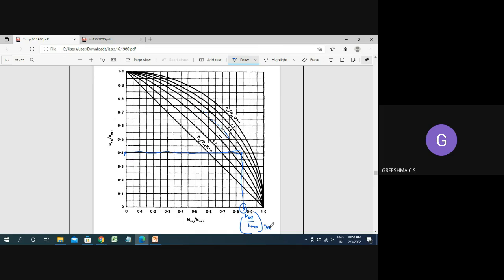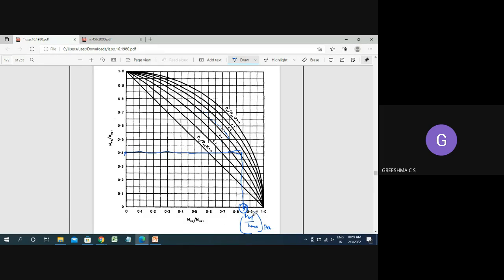MUX divided by MUX1. First you should know the PU divided by PUZ ratio, which we have taken. Then we also need to know one more parameter, that is MUY divided by MUY1. So MUY divided by MUY1 is 0.4. Draw a line to the curve, drop it down. Here it is intersecting at this point.